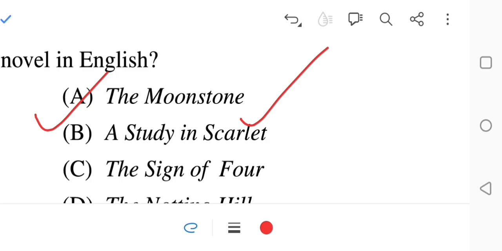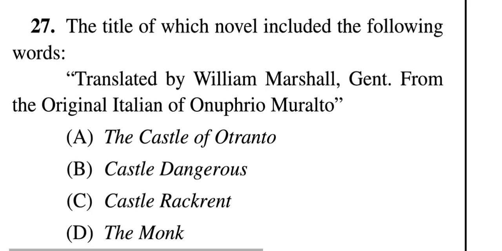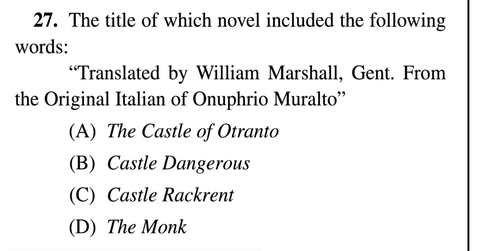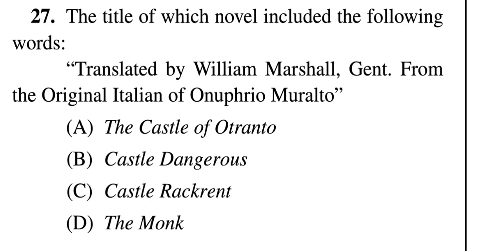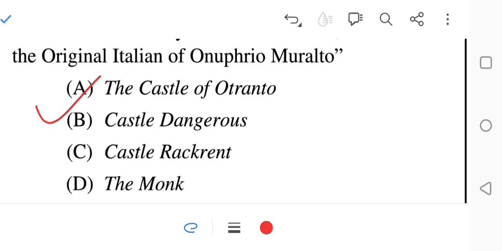Next question we have is, the title of which novel included the following words: translated by William Marshall, gent, from the original Italian of Onofrio Muralto. The options: The Castle of Otranto, Castle Dangerous, Castle Rackrent, The Monk. What is the correct option? The correct option is A, that is The Castle of Otranto. This is the correct answer.